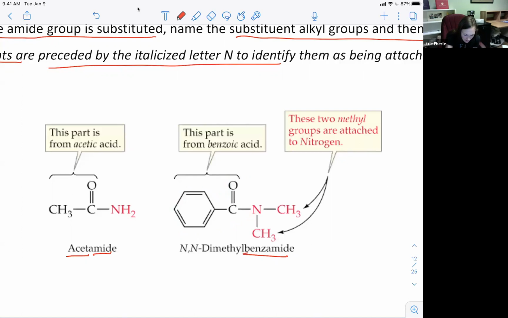Now we have these, okay, there are two methyl groups bonded to this nitrogen right here. You see the arrows pointing to this. So we're going to call it N,N. Each one gets its own italicized letter N, just like each substituent would get its own number, like 1,1 or 2,2 dimethyl. And then we say N,N-dimethylbenzamide.